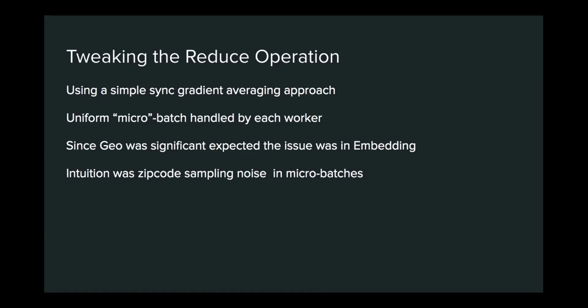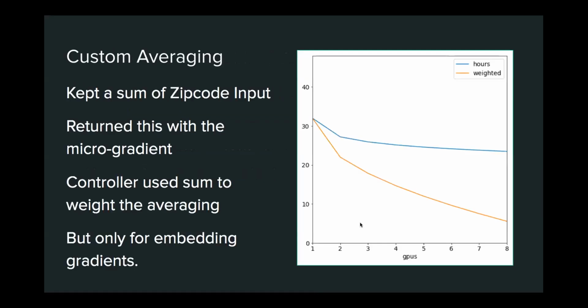So with the zip code embedding layer not converging, all the other layers, the hidden layer weights, were also not converging, because one of the input layer weights itself was converging very slowly. Our intuition was that the convergence was being affected by the sampling noise around micro batches and having to average across different batches that were seeing different distributions of zip codes. So what we did was we changed the scheme used for averaging to a somewhat non-standard, or I would say a fairly non-standard approach.